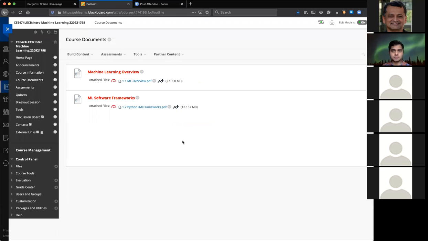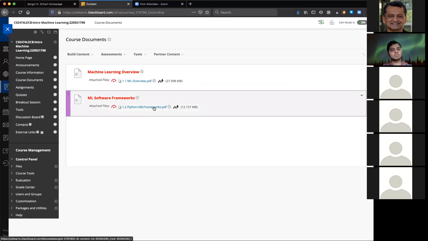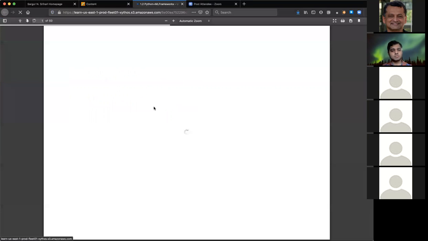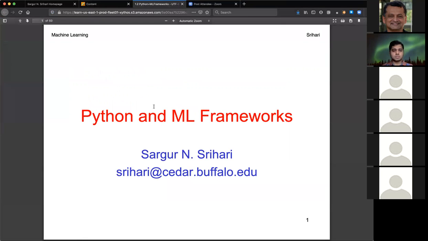This is a page in UB Learns of course documents. The slides on machine learning overview, that was the material last time. The slides are there already. Today I was going to go over the second set of slides, which is ML software frameworks, machine learning software frameworks. The attached file is 1.2, since the previous one was 1.1. This is 1.2, Python ML frameworks. That's what we will go over. Python and machine learning frameworks. This is a little nitty gritty, but I think it'll be valuable to you.